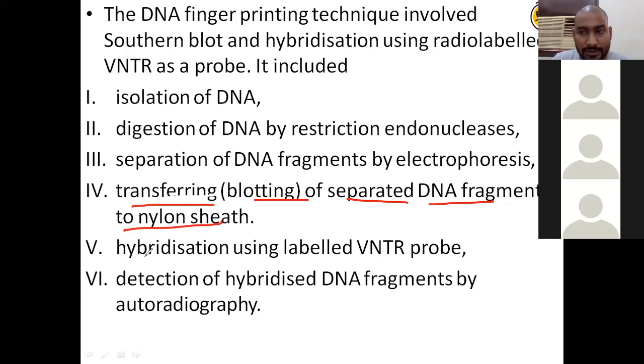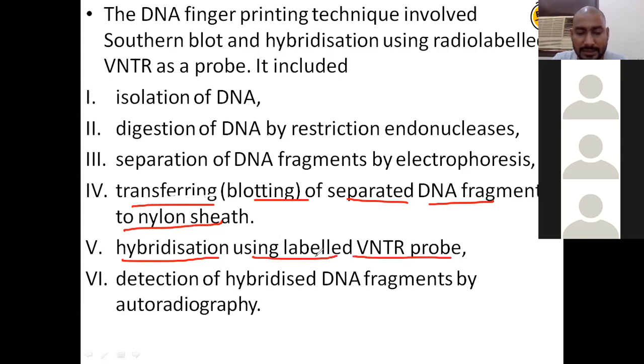If it is RNA, it is Northern. If it is protein, it is Western, not Eastern. Protein will be Western. Western blot.